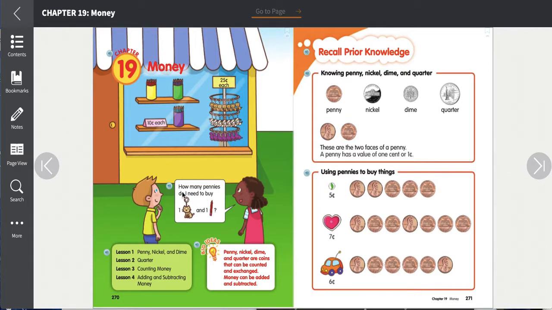So the question asks, how many pennies do I need to buy one cat keychain and one pencil? So see if you can figure that out, and you can discuss anything else on that first picture in the introduction.